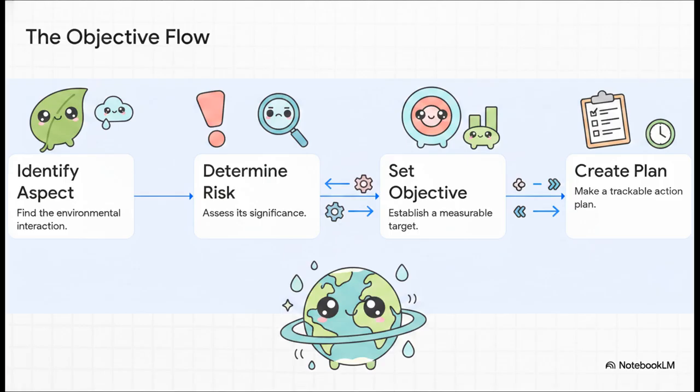Step 1, you identify the aspect. Step 2, determine its significance and risk. Step 3, set a strictly measurable objective. And step 4, create a trackable action plan that specifies exactly what will be done, who is responsible, and exactly when they're going to finish it.